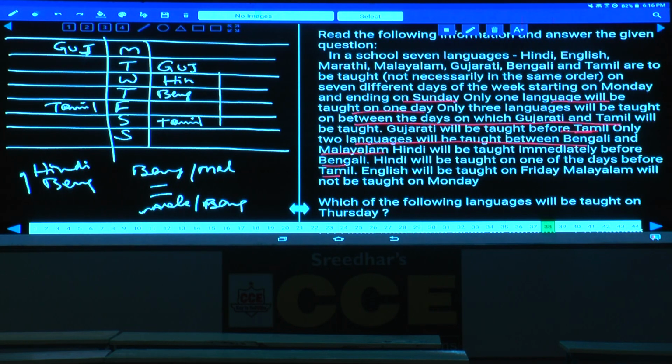And what is the other case? Hindi at this place and Bengali can be here. This is the second possibility. And in this one, between Bengali and Malayalam, how many should be there? There must be exactly 2.